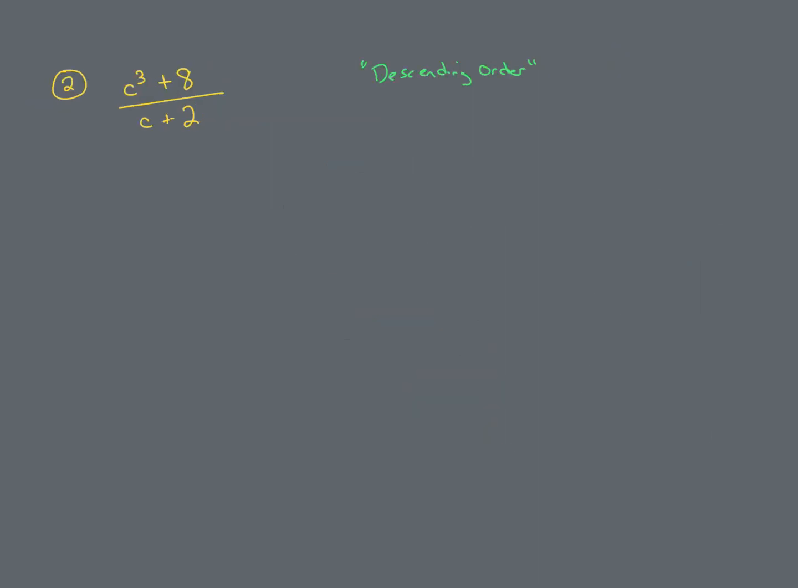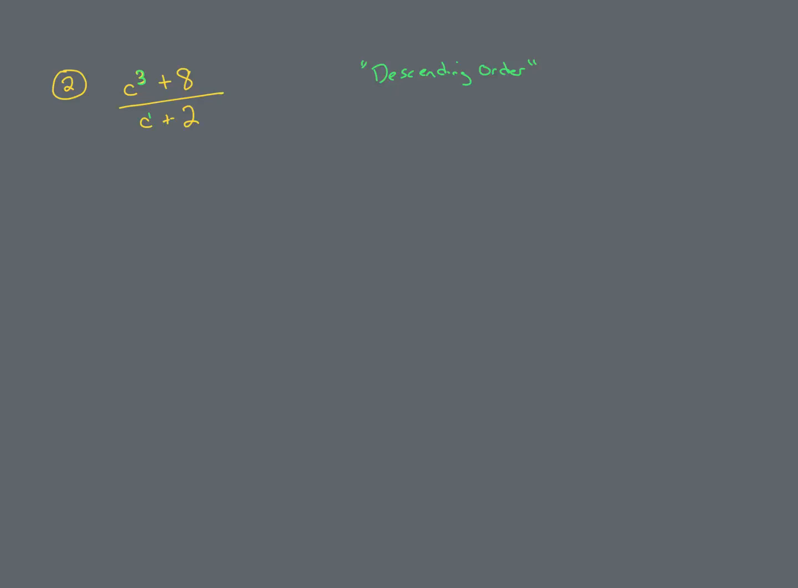In the second example, c cubed plus 8 over c plus 2. I still want to emphasize that phrase, descending order, for all of 11.7a. And you'll notice we've got c to the third here, but we don't have a c squared. We don't have a c to the first, and then essentially we've got c to the 0 with the 8. On the bottom, we've got c to the first, and then c to the 0 with the 2, even though we don't technically write those.